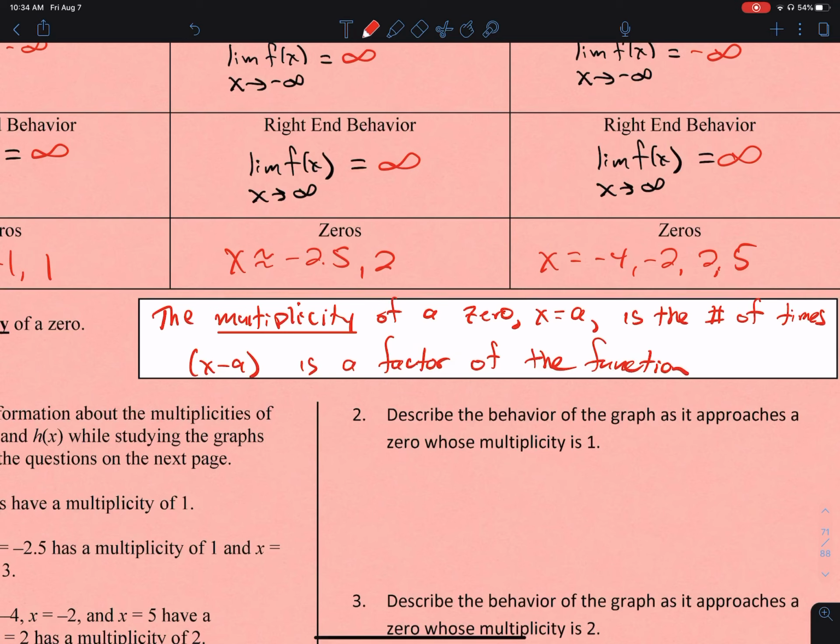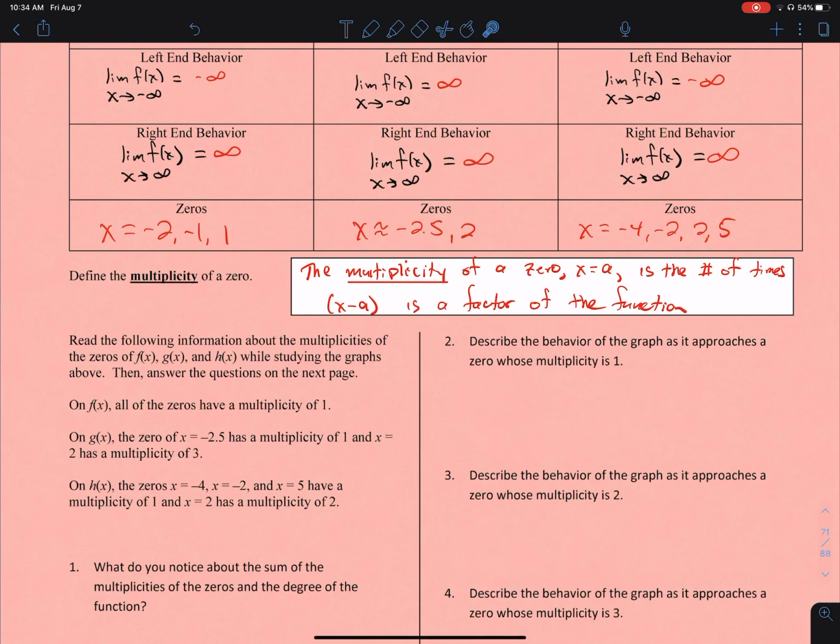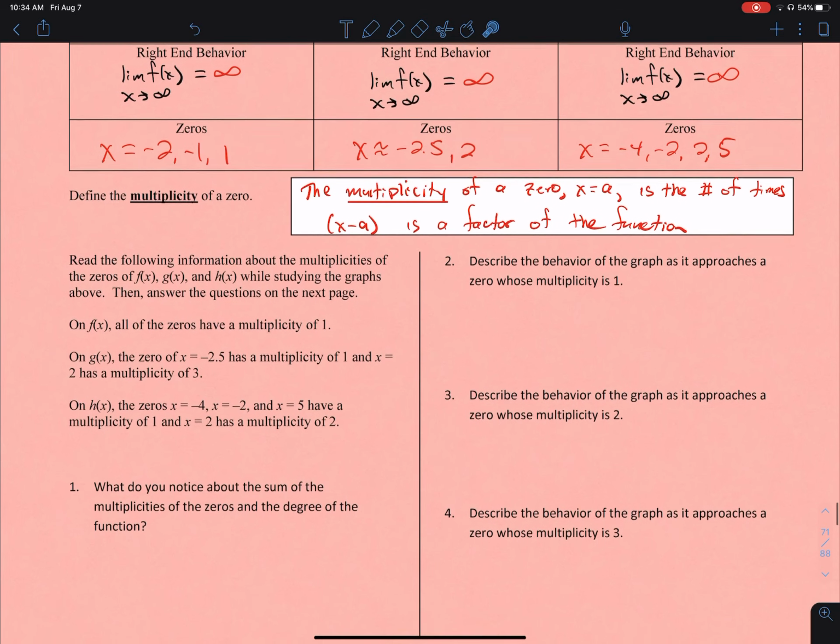If you recall in the previous section, the factor theorem says that if x minus a is a factor, then x equals a is a zero. So this is saying that for any x-intercept, its multiplicity is the number of times that x minus that x-intercept is a factor of the function. Now there are lots of things that can be implied from this that we are going to get into coming up soon.